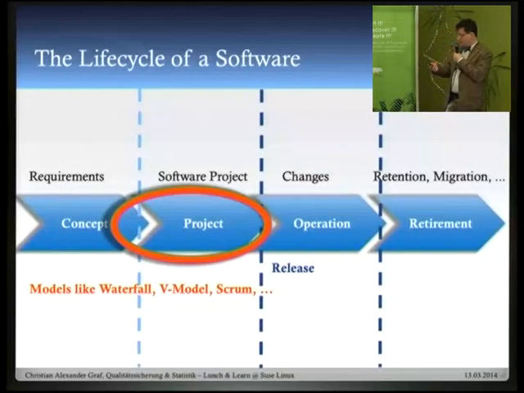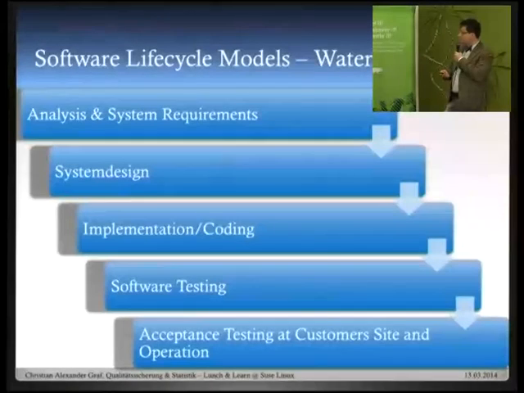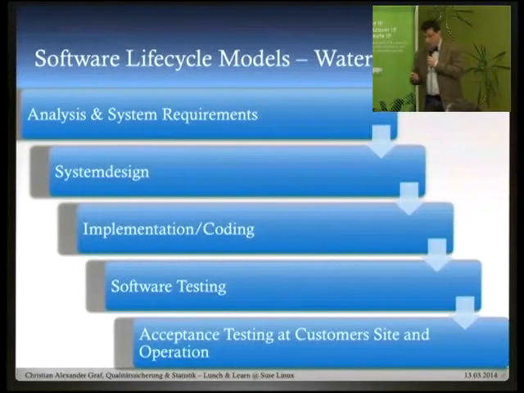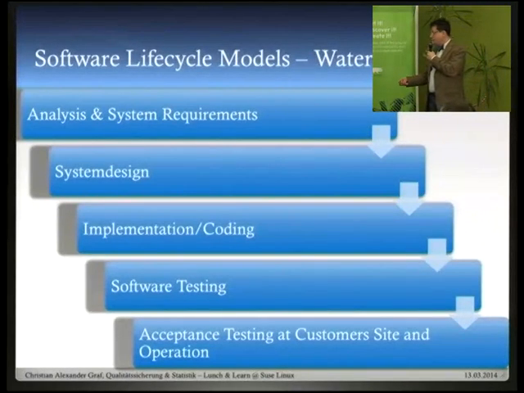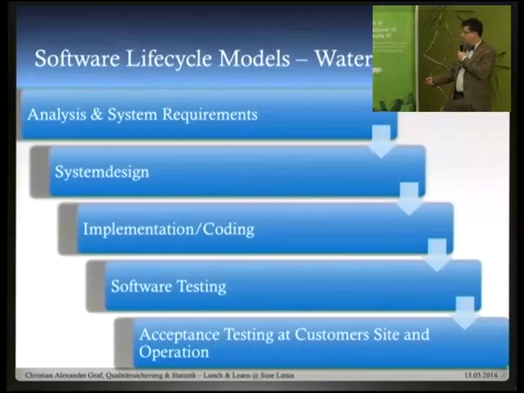Something that happens very often, or actually, it's a usual thing that happens. Well, the first of these models, described by Royce, was the waterfall model, where you start actually with the analysis and requirements phase, going to system design, implementation and coding. Then you have software testing as one phase, and maybe acceptance testing at the customer side, and then you put the thing into operation.